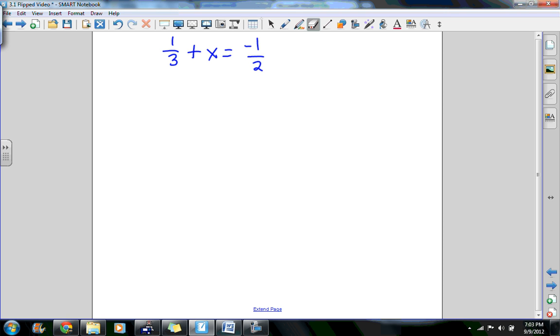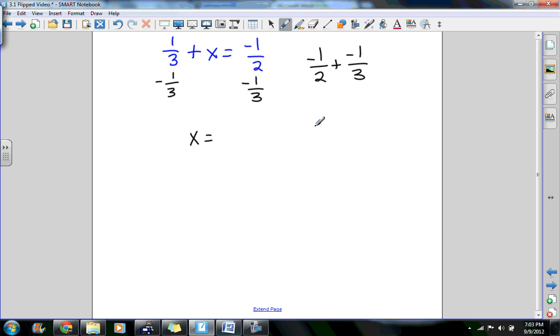There you go. Alrighty, I'm going to subtract 1/3 from both sides here. So on this side, I have x equals. Now, the fractions I'm going to write separately. I'm going to go -1/2 plus a -1/3. You could also write this as -1/2 minus 1/3. It means the same thing.